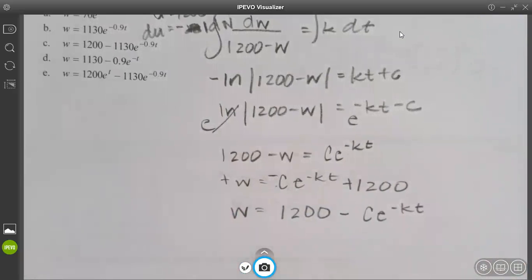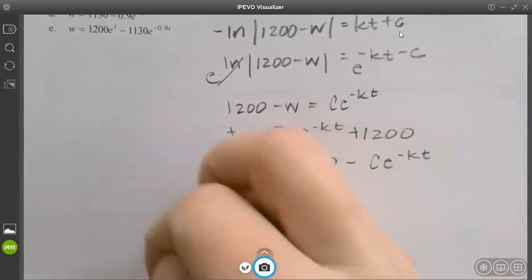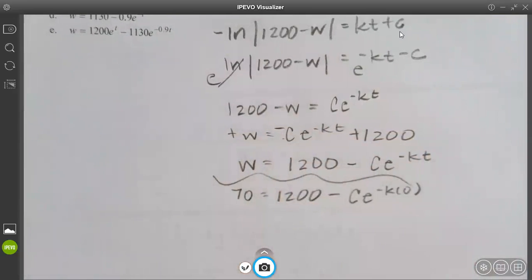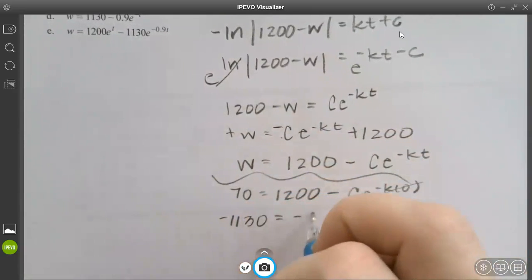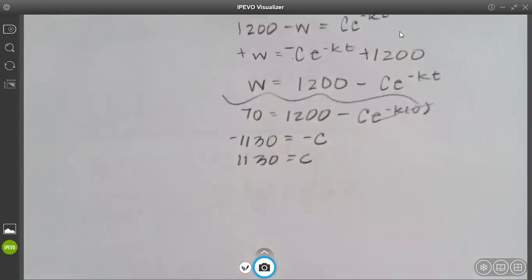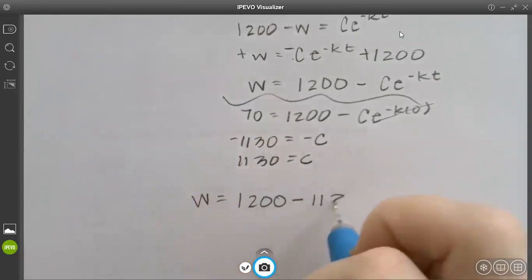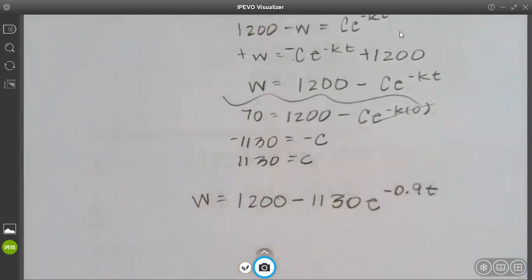You don't have to do that. Solve for k equals 0.9. So what did we know to begin with? Starts with 70. So our weight is 70 at t equals 0. So that cancels out your e. Solve this. You're going to subtract 1200. You get negative 1130 equals negative c. So positive 1130 equals c. And then it's just write your equation. So your equation was w equals 1200 minus c e to the negative kt, which was 1130 e, and it asked for our k to be 0.92. So C is our answer, our equation.